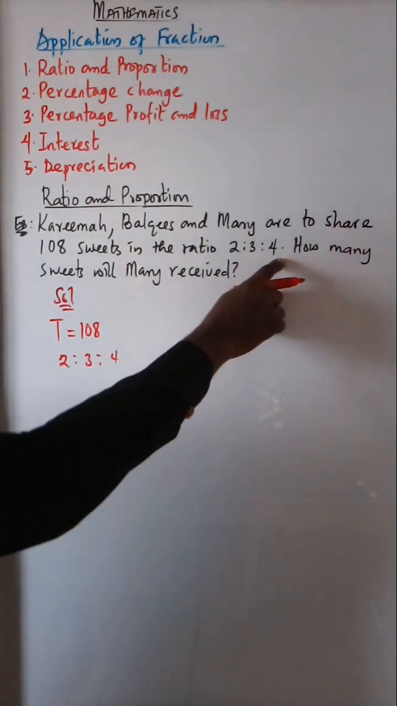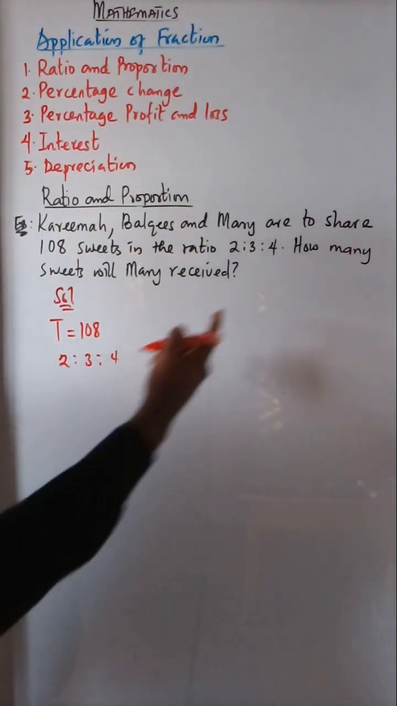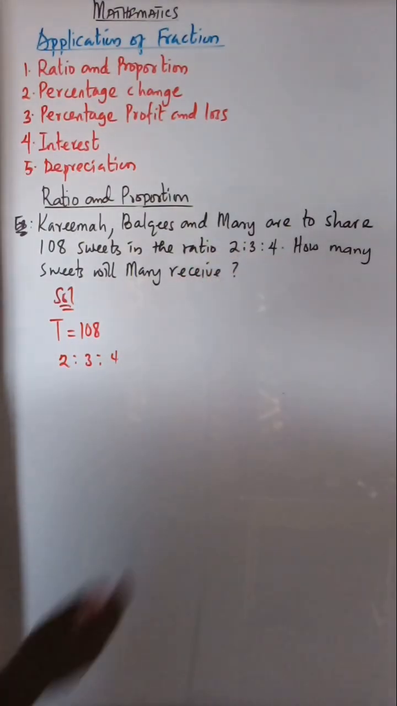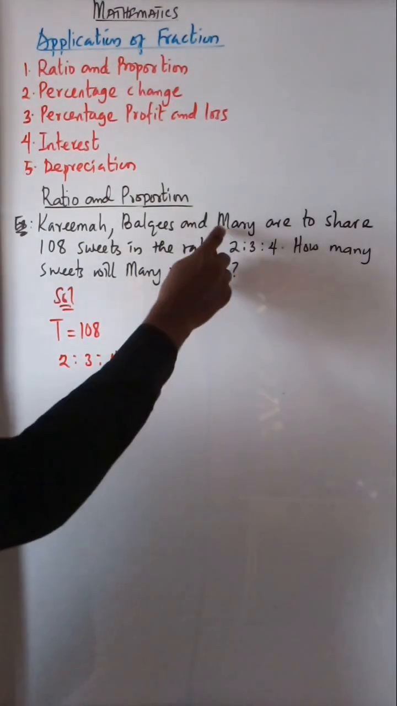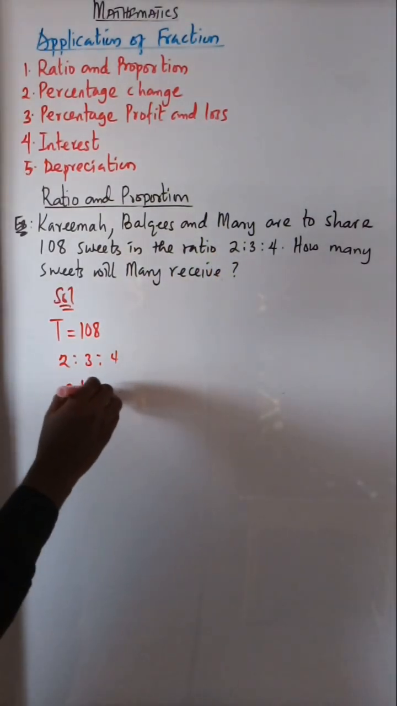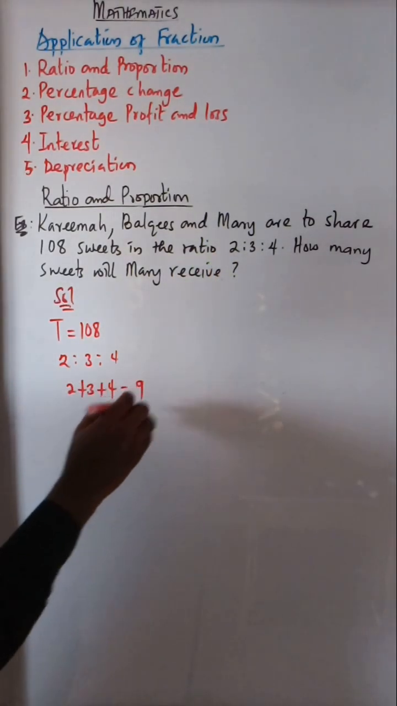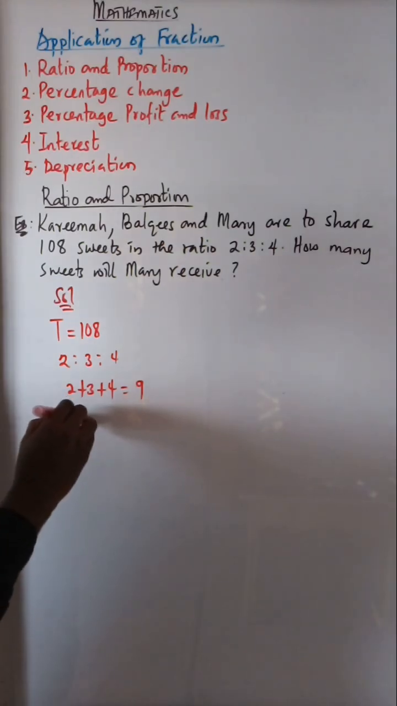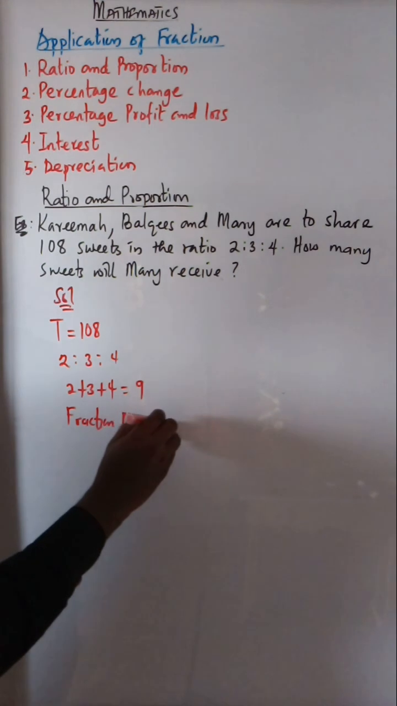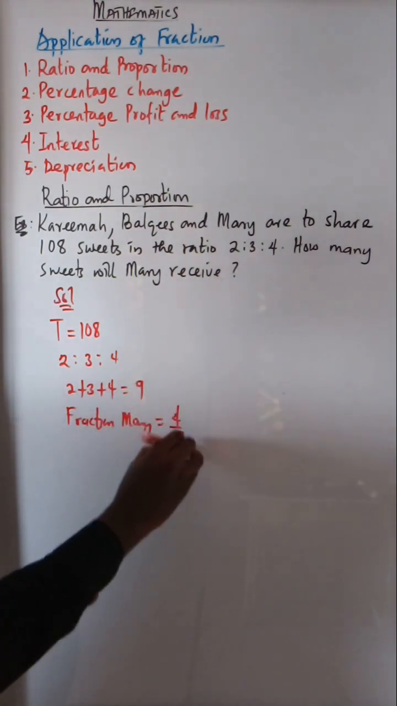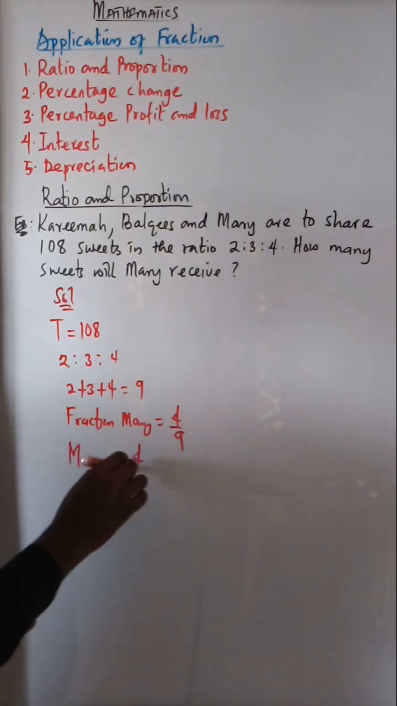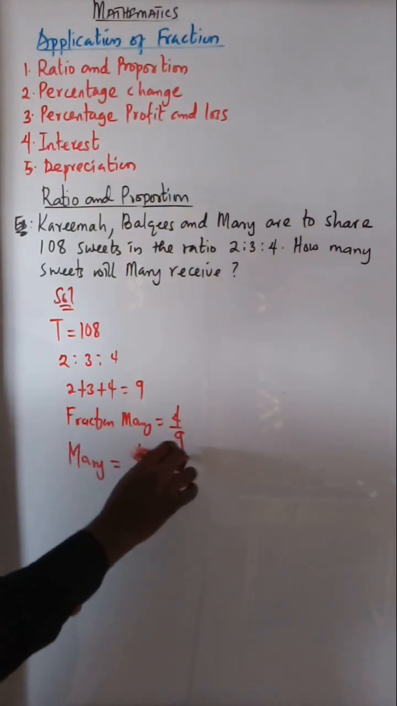It's not written, but let's say respectively. How many sweets will Mary receive? Mary is the third person, so the ratio of Mary is 4 out of the total. If you do 2 plus 3 plus 4, you get 9. So the fraction that Mary will receive is 4 out of 9. So what will Mary actually receive? Mary will receive 4/9 of the total 108.